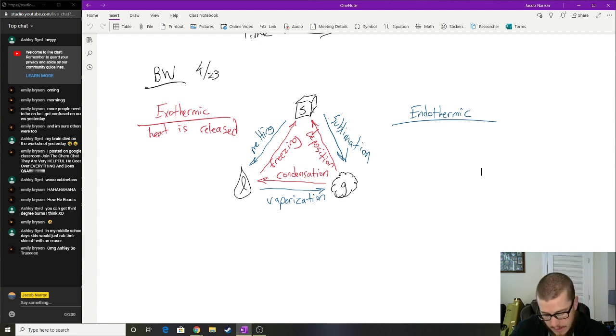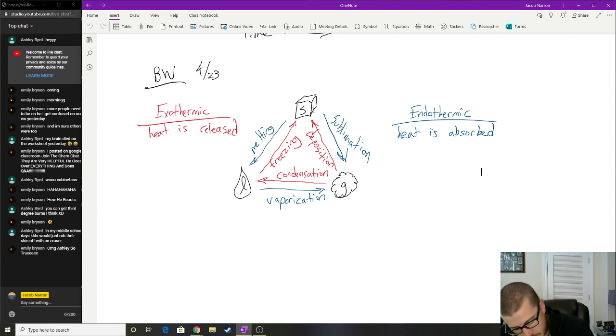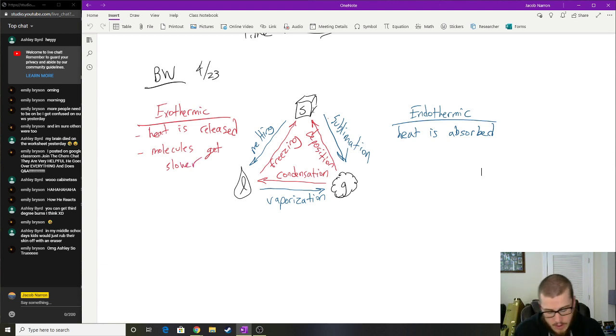So an endothermic, that's not what I want to write. Heat is absorbed, okay? So an endothermic, heat is absorbed. And in general, what we want to say is if heat is being released, generally molecules get slower. And over here in exothermic, we're going to say molecules get faster.